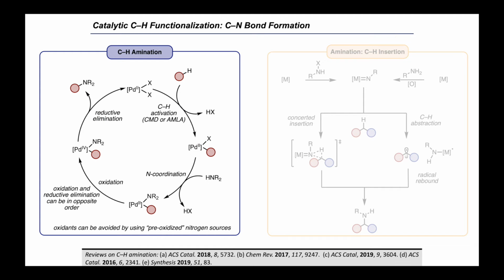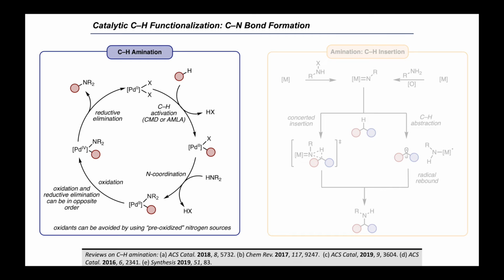CH functionalization can also be utilized to form CN bonds through CH amination reactions. In CH amination reactions, the carbon being functionalized undergoes a formal oxidation, and, like we saw with the oxidative Heck reaction, an oxidant is required in order to make the method catalytic. However, oxidants aren't required in cases where the nitrogen source for the reaction is pre-oxidized, which we will see when we go over specific examples.